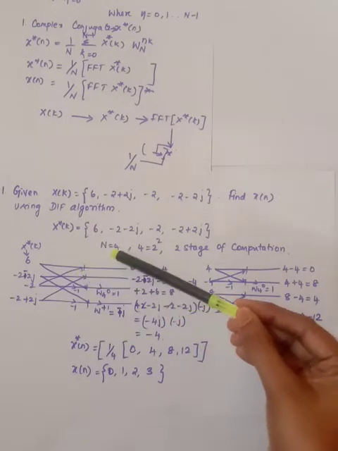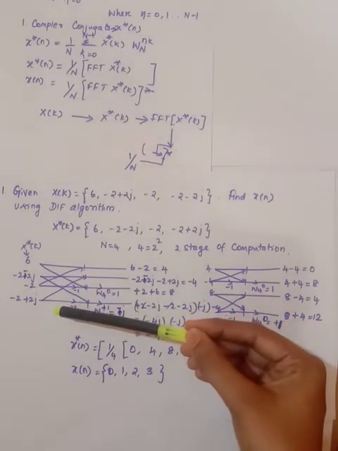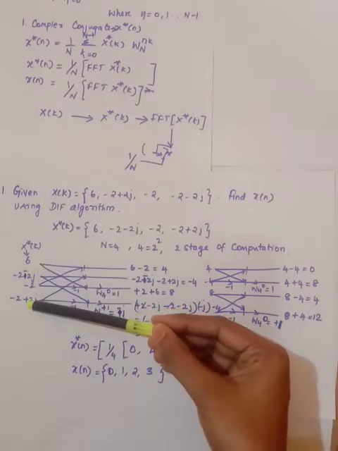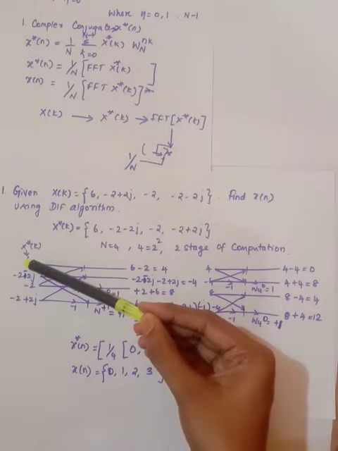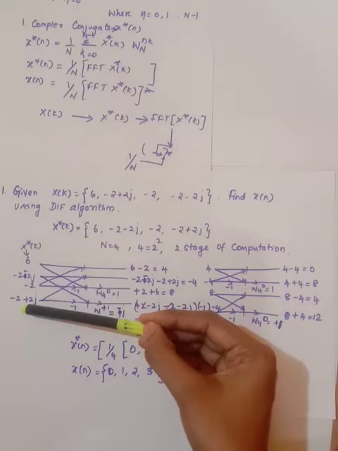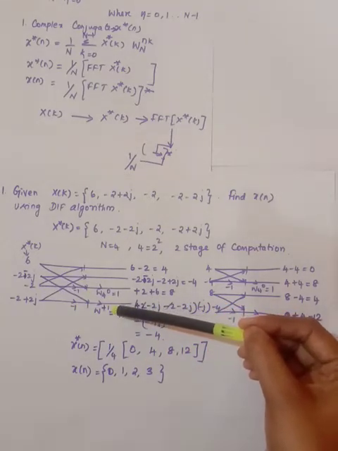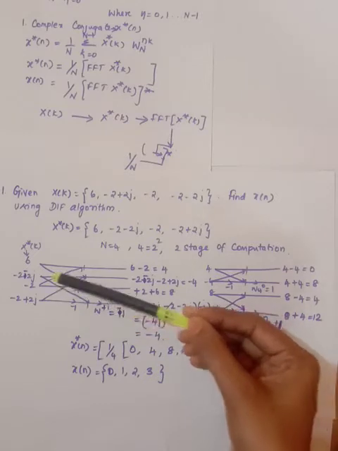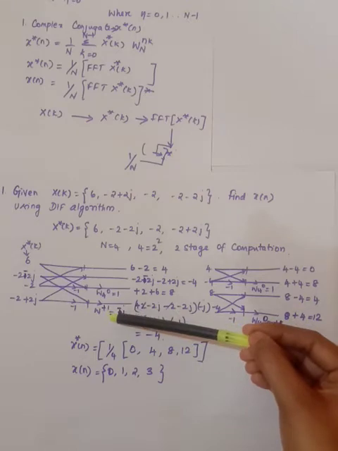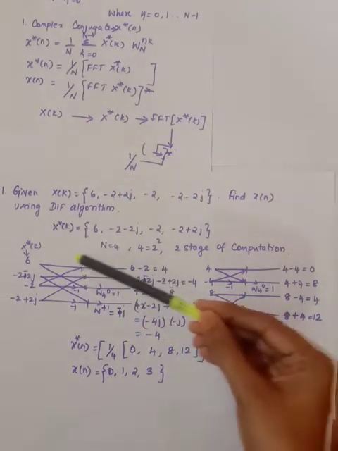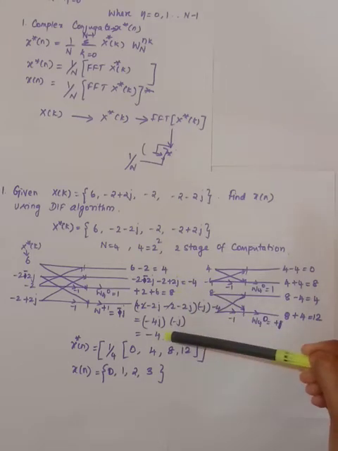Here N is equal to 4, so you have two stages in the DIF algorithm. The input is in the normal order, the output is in the bit reversal order. So I am feeding the input in the normal order. You know how to draw the structure for this DIF FFT. So this is the structure. Here the input is given in the normal order and the twiddle factor is given. Computation of this flow graph yields 4, minus 4, 8 and minus 4.